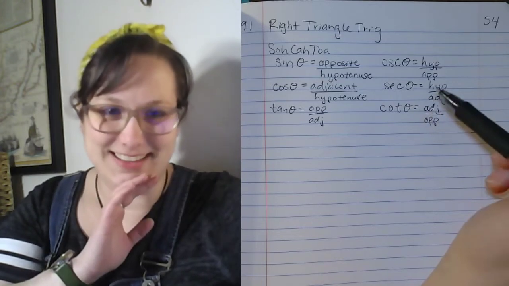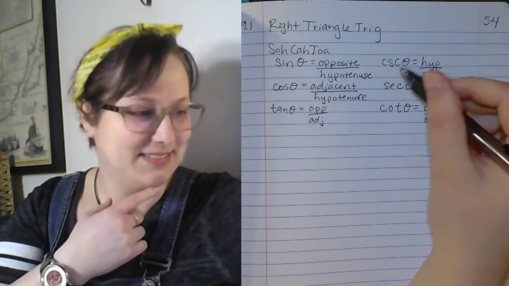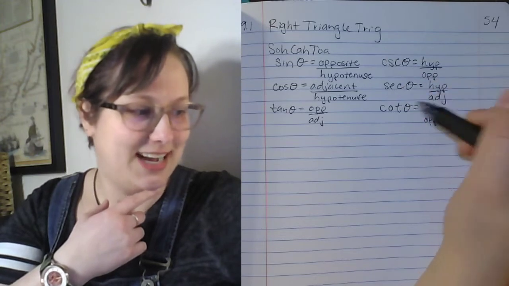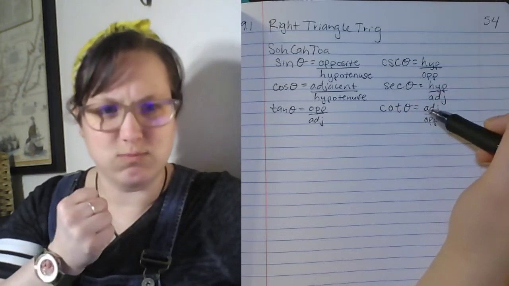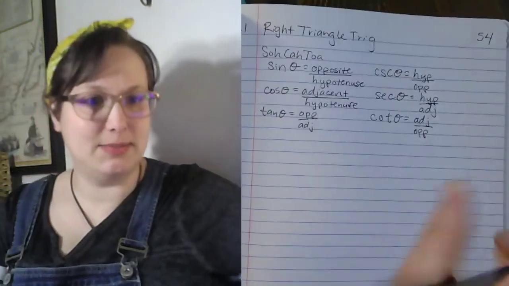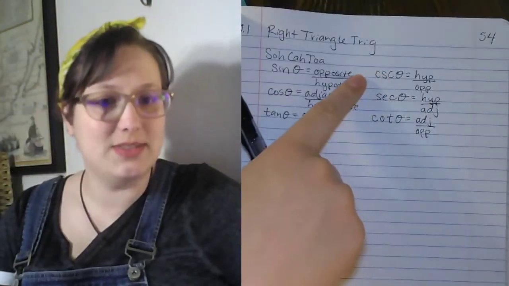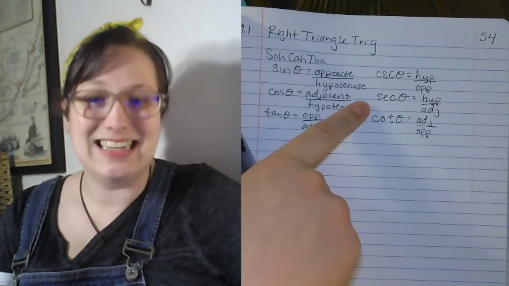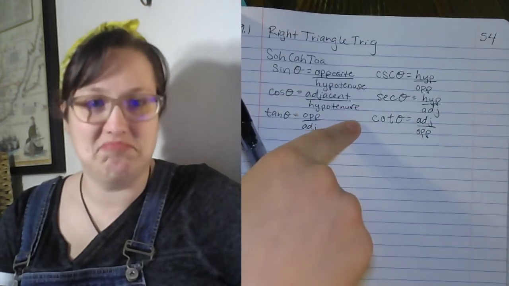We don't usually say things like that, but that would be the idea. Anyways, so those are the other three, and I'm going to say their names again. Cosecant, secant, and cotangent.